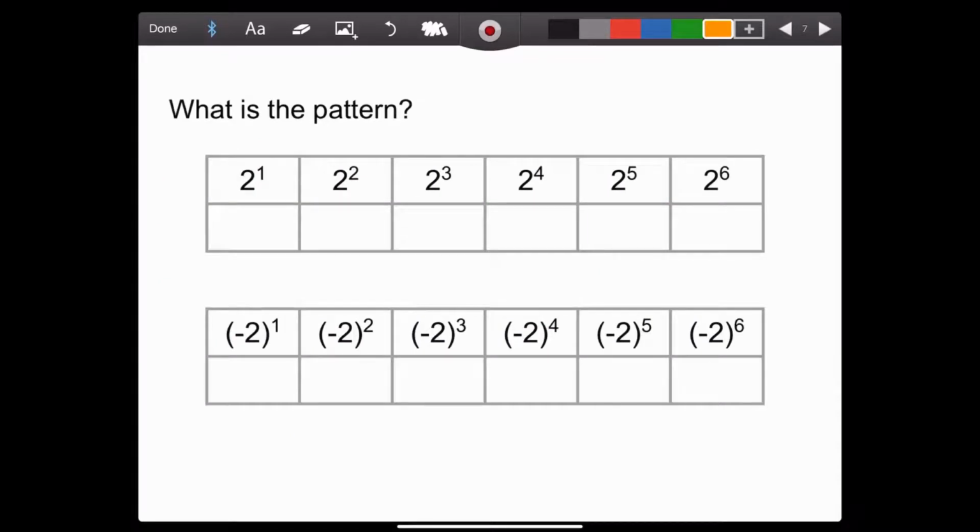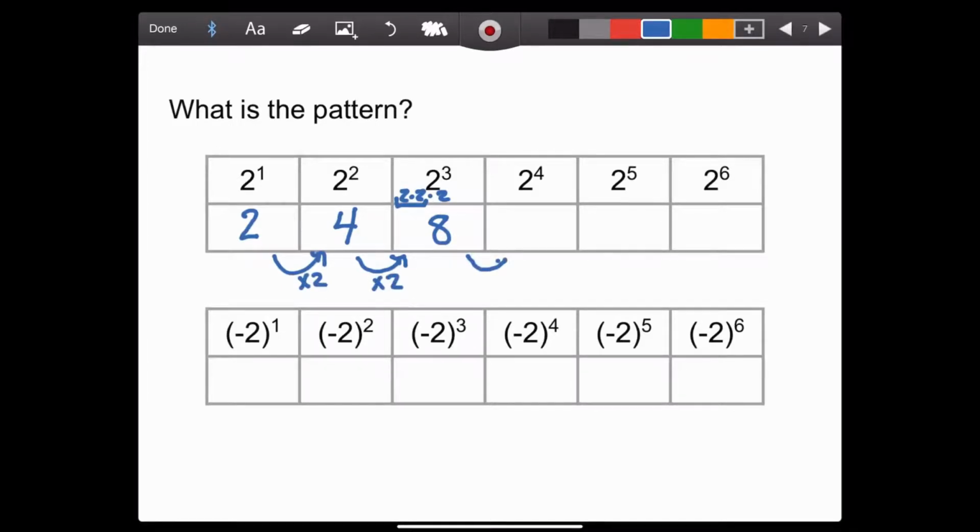Okay, so what is the pattern here? So we know that 2 to the first power is just 2. And then 2 squared is 2 times 2, which is 4. This one is 2 times 2 times 2, right? So you got 4, and then times another 2, which is 8. So how are we getting from here to here? What are we doing each time? We're multiplying by 2, okay?